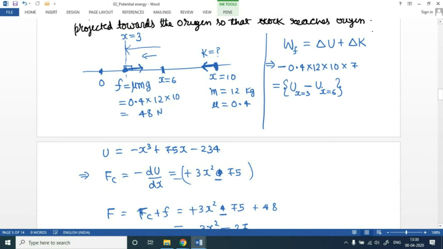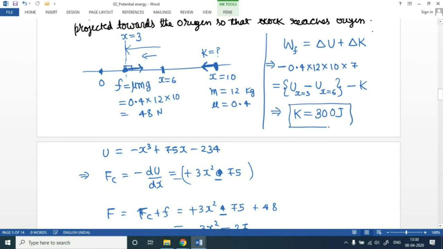And the change in kinetic energy would be, the initial kinetic energy is K, and we just make sure it reaches over here, where it has to become 0, so that would be minus K. Solving this, we will be able to get the value of the kinetic energy as 300 joules. You can solve for that.